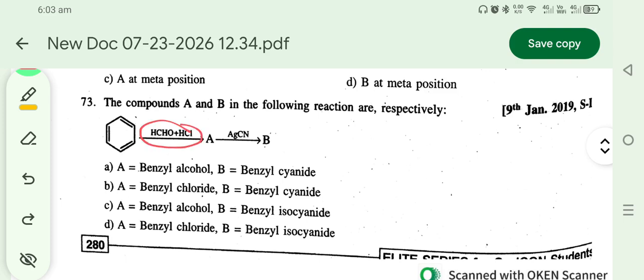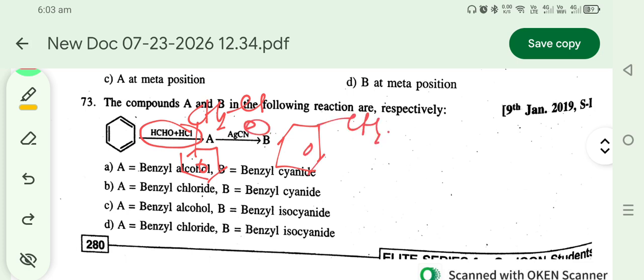Formaldehyde and HCl give benzyl chloride. This benzyl chloride, when reacted with AgCN, gives isocyanides. In AgCN, nitrogen is the donor, hence it is benzyl isocyanide. The first one is benzyl chloride, the second one is benzyl isocyanide. D.